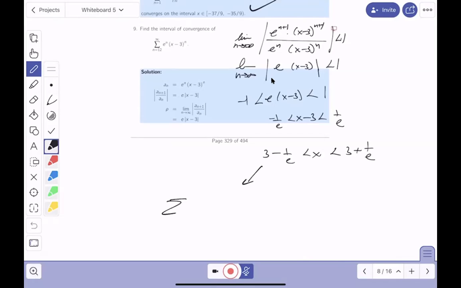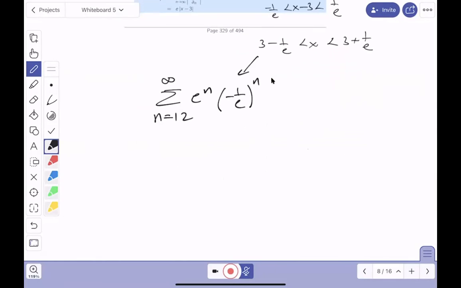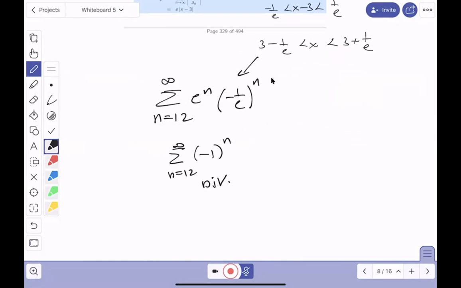What do you get? The sum from n equals 12 to infinity, and it's going to be e to the n. And if I plug it in, what would I get? I would get minus 1 over e to the nth power. I'm going to keep simplifying that. And what would that give you? The sum n equals 12 to infinity of minus 1 to the nth power, which is clearly divergent. Just look at the limit of the nth term.